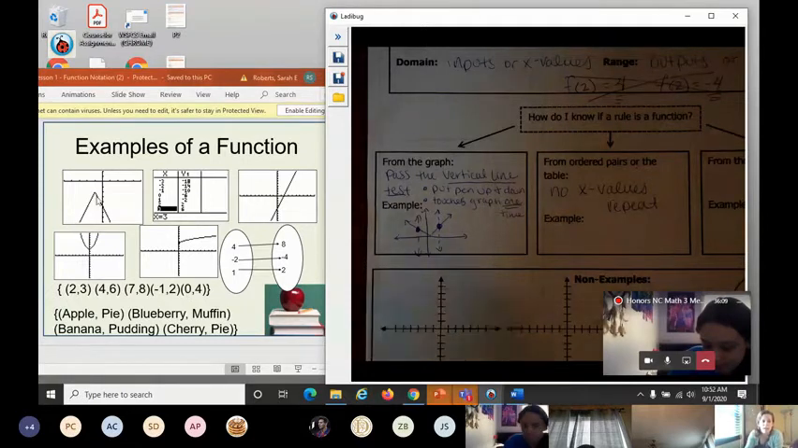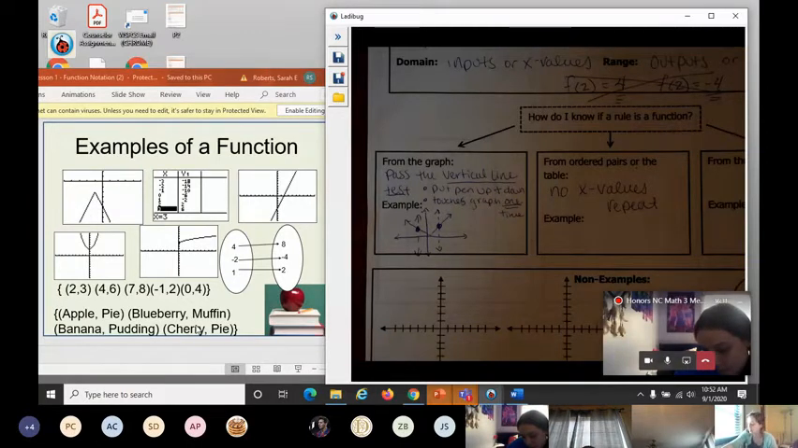We have a table here. If we run down the X values of this table, every single one is totally different. So we see that this is a function. Here's another set of ordered pairs. We have apple, blueberry, banana, and cherry as the X values for those ordered pairs. All of those things are totally different. Okay, so no X values repeated.